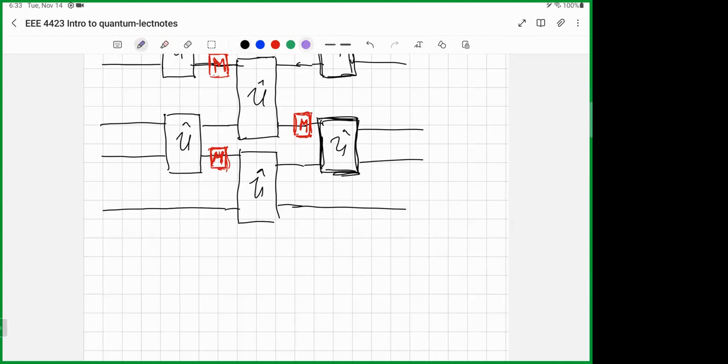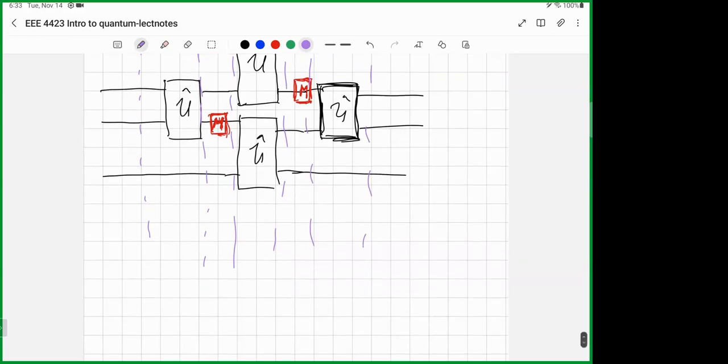Okay, so for example, if I denote the time instances of this circuit here, I will get, very schematically, the evolution of the psi state, something like, for example, this, right?